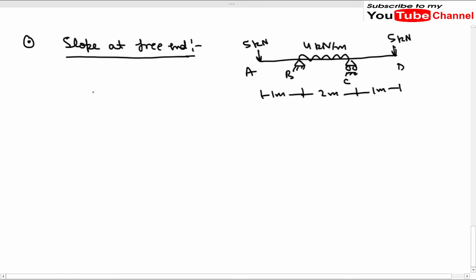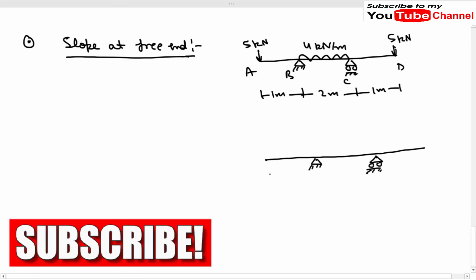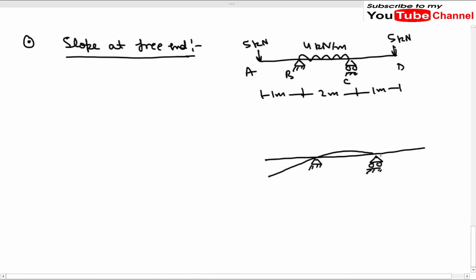Okay, but the thing is the sign will be different, because if you just draw the reflected shape of the beam. So let me draw the reflected shape of the beam here. So this is our pin support and this is our roller support. So the beam will deflect something like this. Okay, now if you want to find out the slope at A, so this is our A. So what you will do, you will draw a tangent like this.